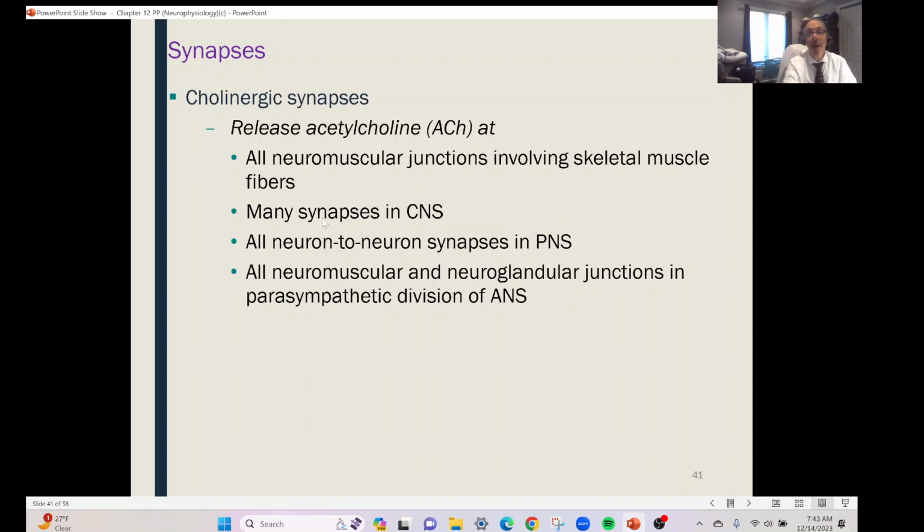Acetylcholine is released in many synapses within the brain and spinal cord, and then also at all neuron to neuron synapses in the peripheral nervous system. All neuromuscular and neuroglandular junctions in the parasympathetic division of the autonomic nervous system are also going to have acetylcholine. So you can see acetylcholine is at a lot of different synapses.